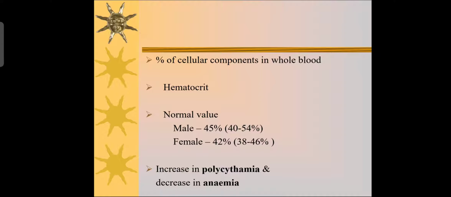The normal value of PCV in male is 45%, average is 40 to 54%, and in female is 42%, and range is 38 to 46%. So this value increases in polycythemia and decreases in anemia.